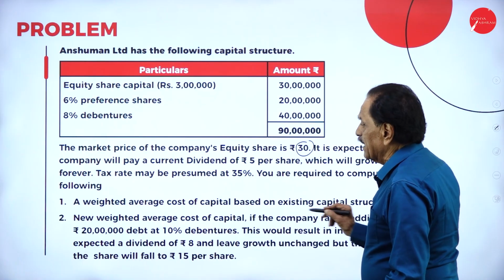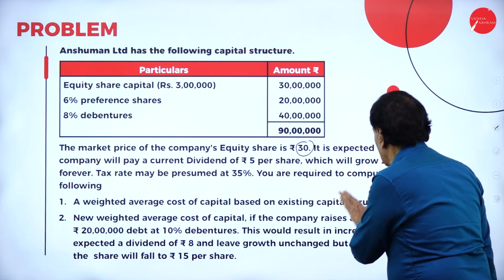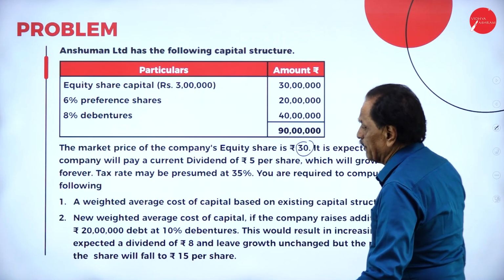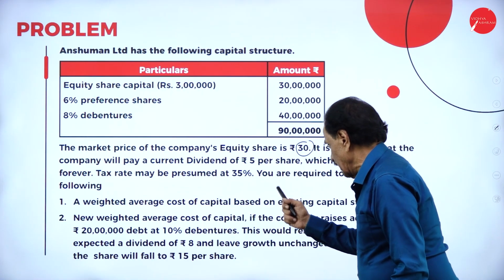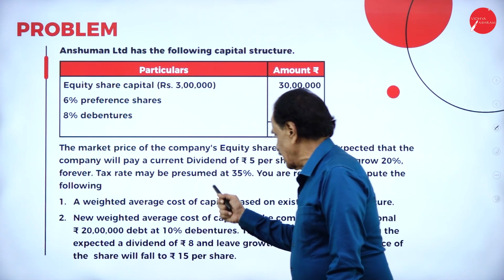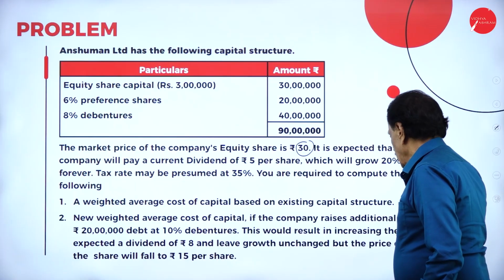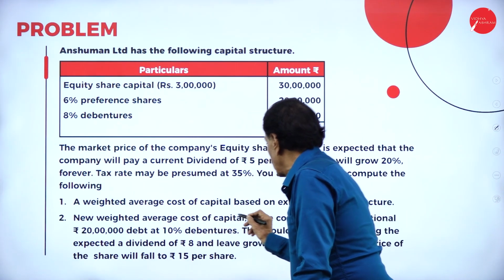It is expected that the company will pay a current dividend of rupees 5 per share, which will grow at 20% forever. The tax rate may be presumed at 35%. You are required to compute the following: the weighted average cost of capital based on the existing capital structure, then the new weighted average cost of capital.